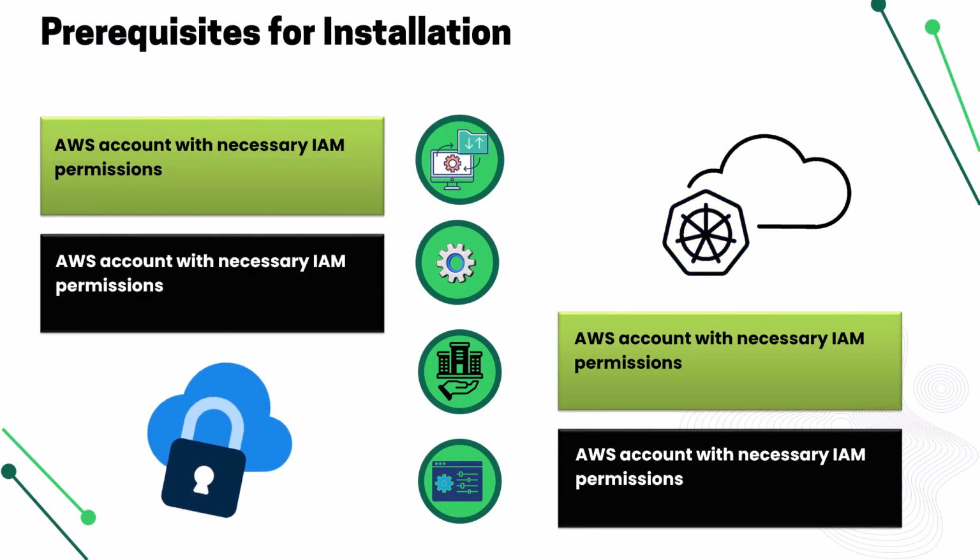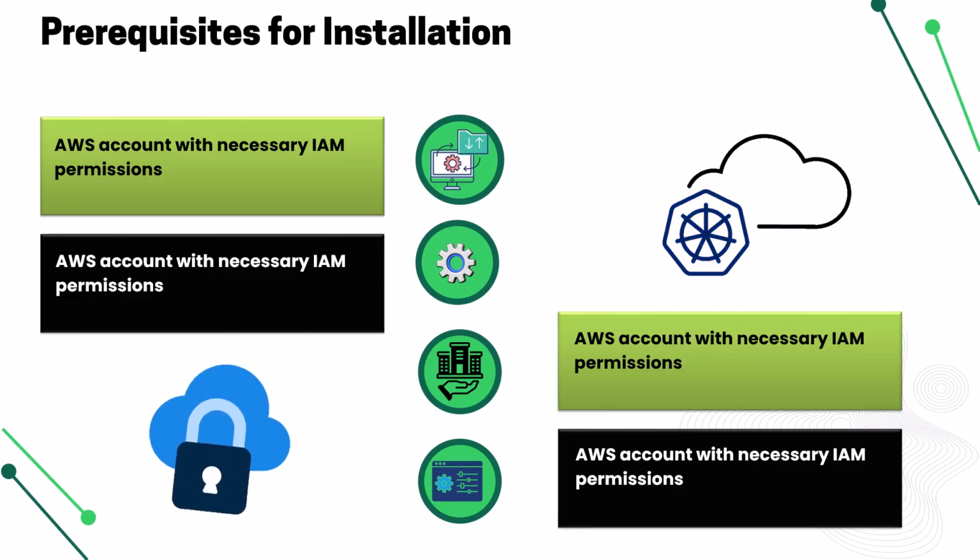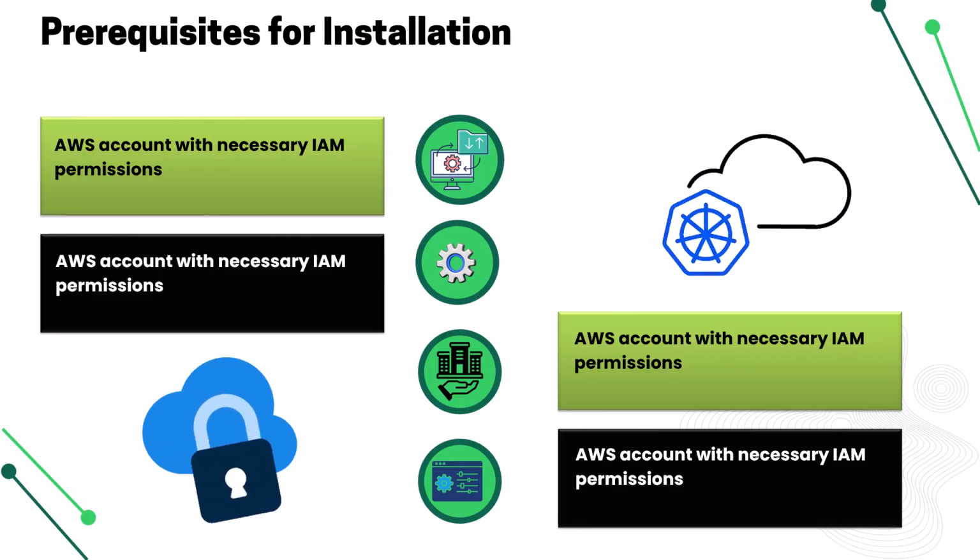Before we dive into installation, let's cover the prerequisites. You'll need an AWS account with the right IAM permissions, because security matters. Kubectl should be installed, and you need access to the Kubernetes cluster. A little AWS CLI knowledge helps, but don't worry, we won't need a PhD in cloud computing.